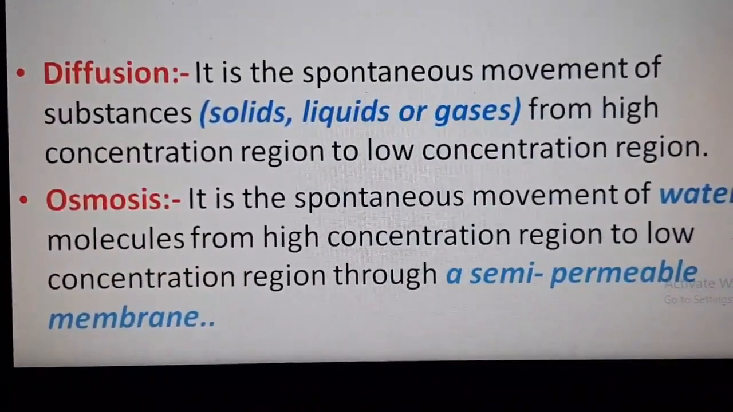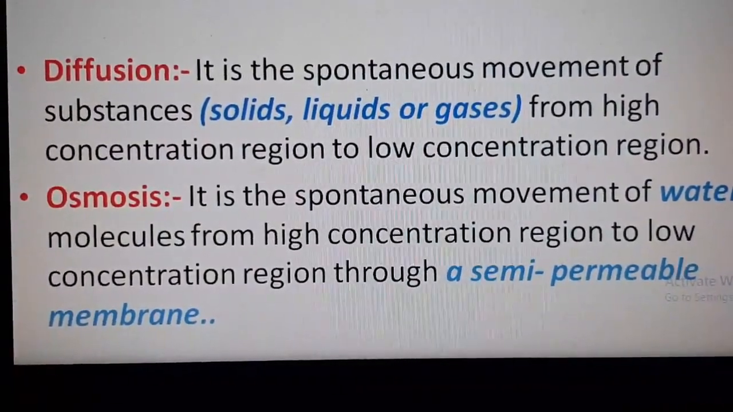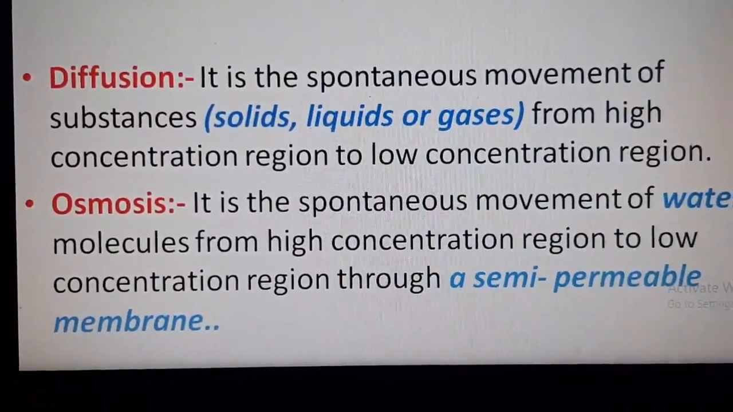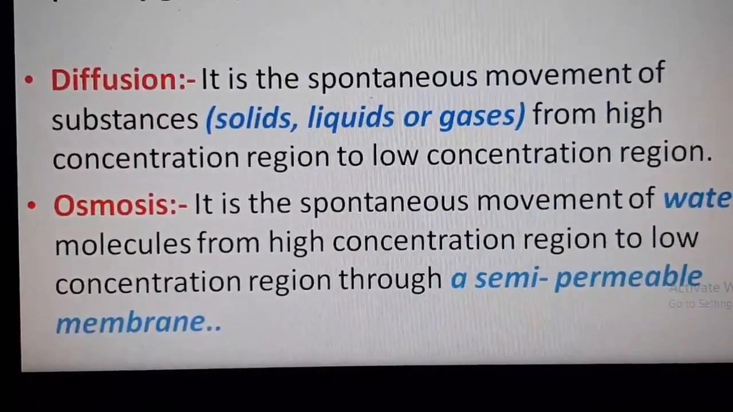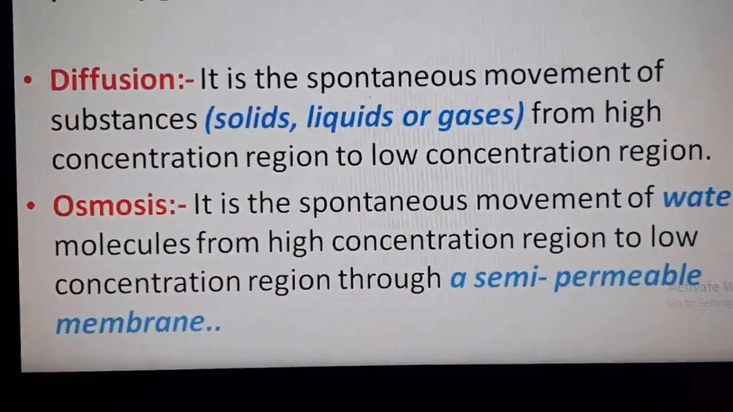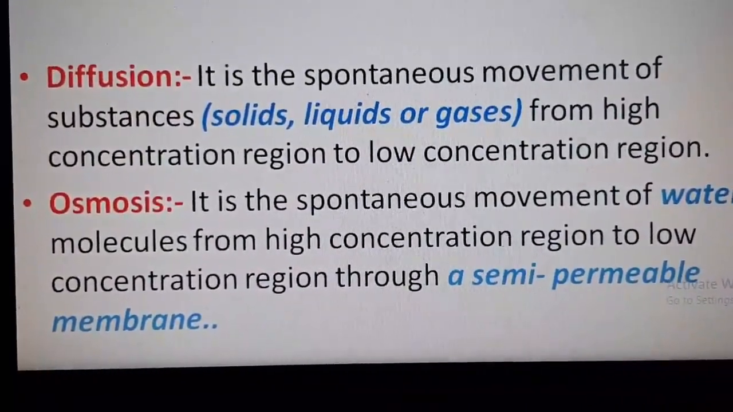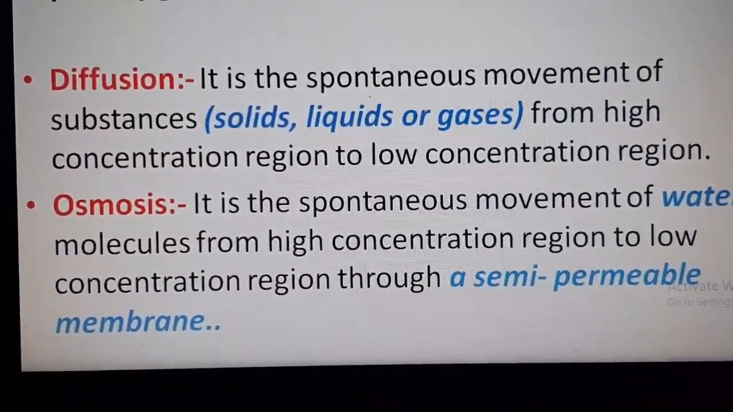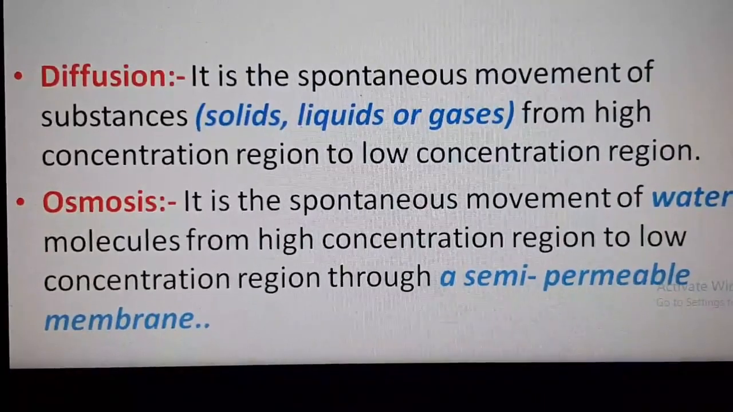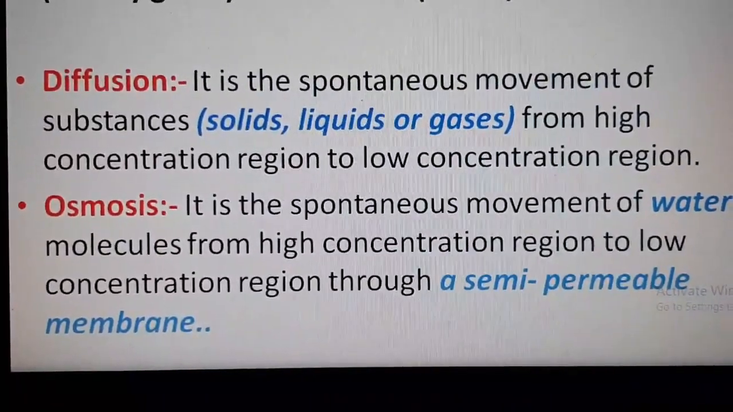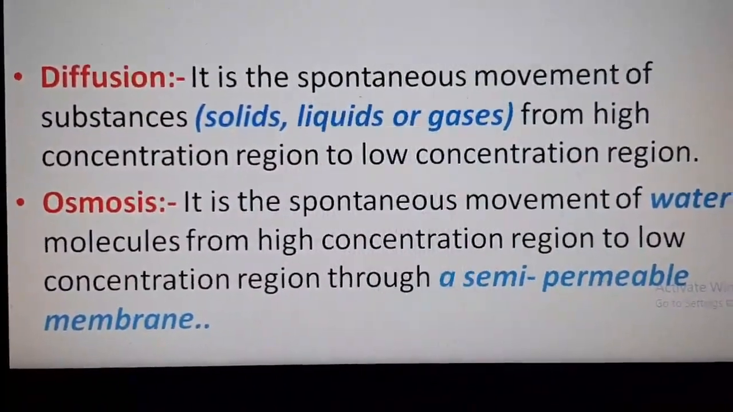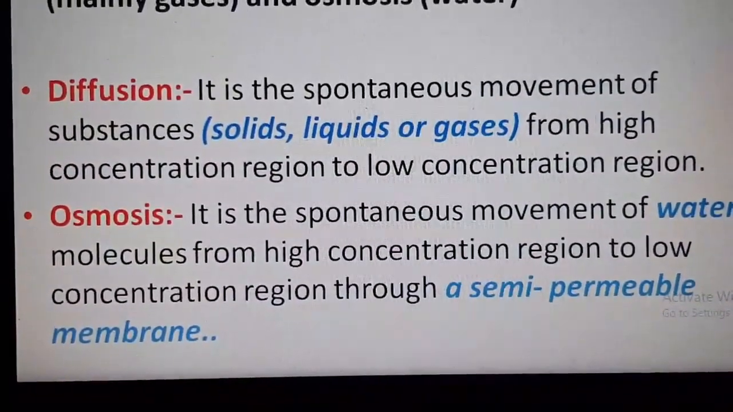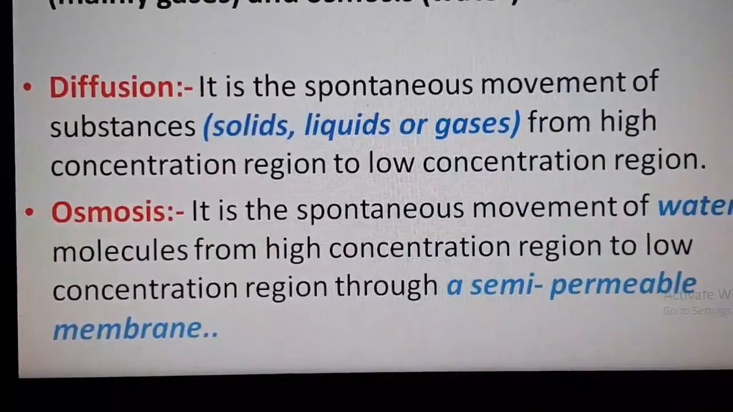Diffusion is a spontaneous movement of substances. What type of substances? It may be solid, liquid or gases. It is a movement of the substances from high concentration region to low concentration region. So all the substances pass. But osmosis is a spontaneous movement of water molecules only, that is liquids, from high concentration region to low concentration region through a semi-permeable membrane.